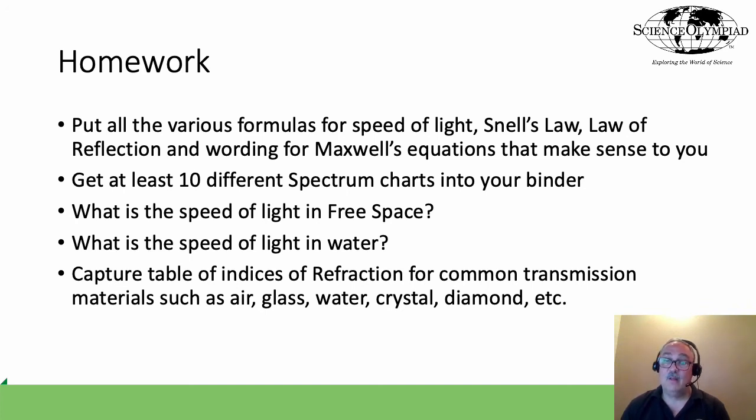It would probably also be a good idea to have the permittivity and permeability. So that's class 3, and continued good luck.